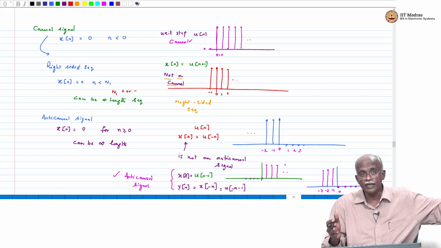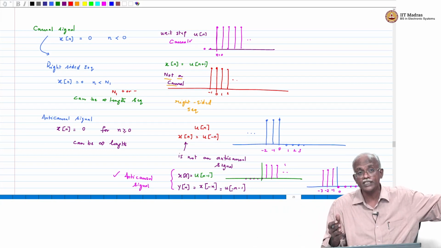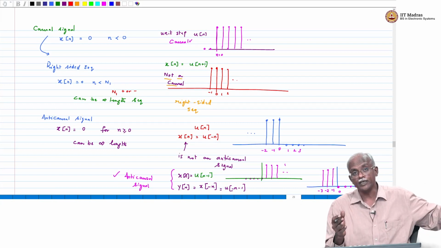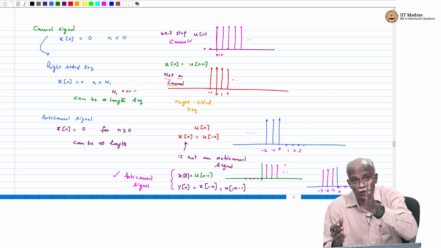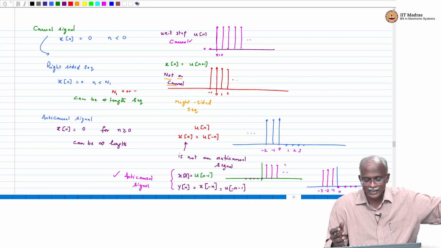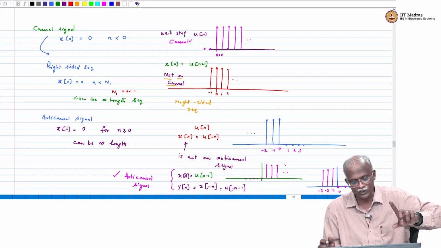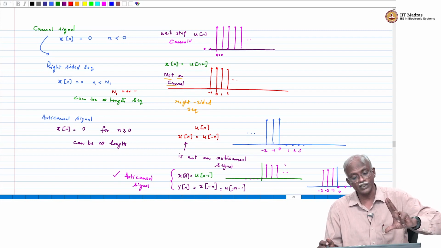Similarly, if the limit goes to minus infinity, we call it a left sided sequence, and if it is a sequence that starts at time n equal to minus 1 and goes to minus infinity, then we call it an anti-causal signal. So, therefore, a causal signal, anti-causal signal.